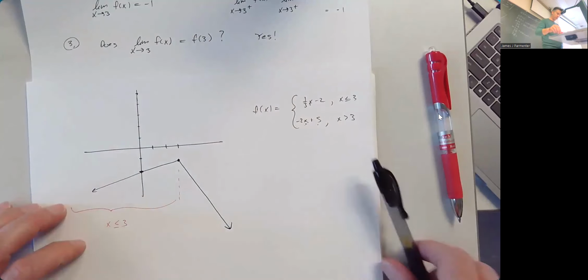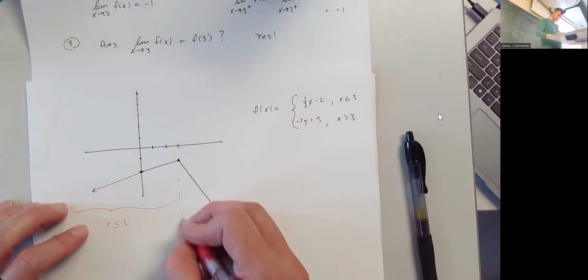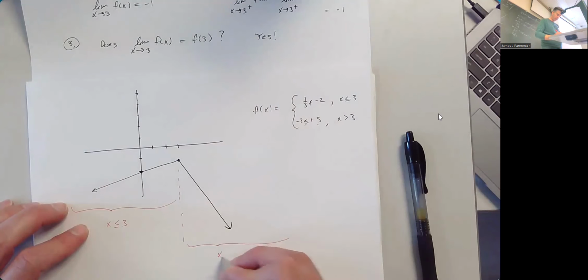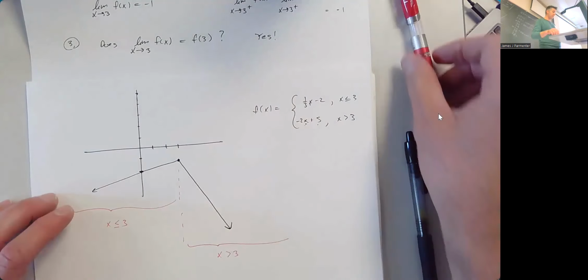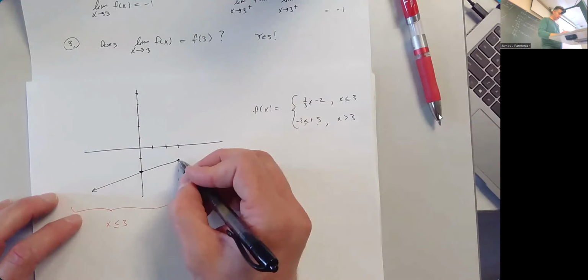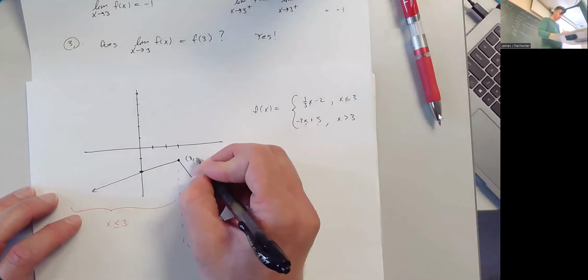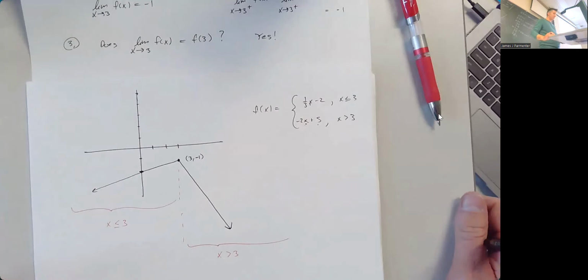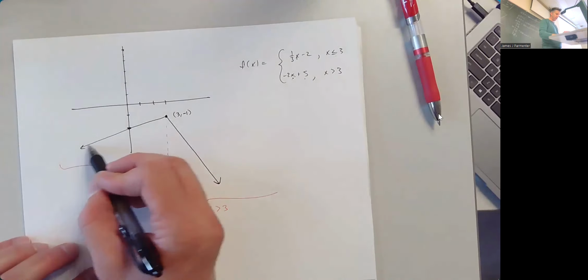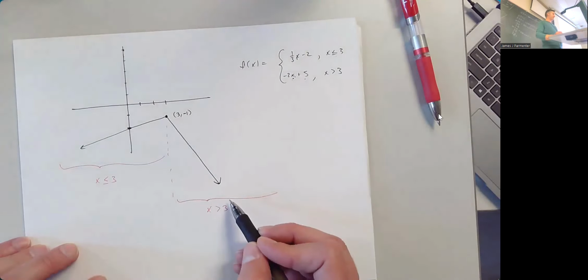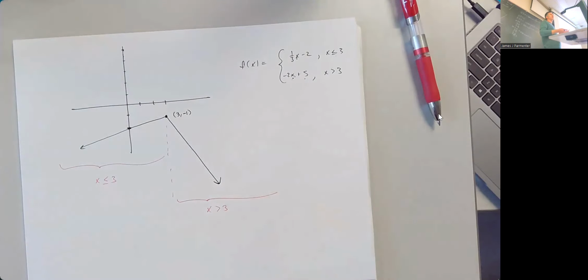So here's the portion of the graph where x is larger than 3. And they do happen to meet up at the point 3, -1. This graph is continuous, right? You could draw it without lifting your pen off the paper. That's the easy way of saying what continuity means without actually writing out a whole definition.